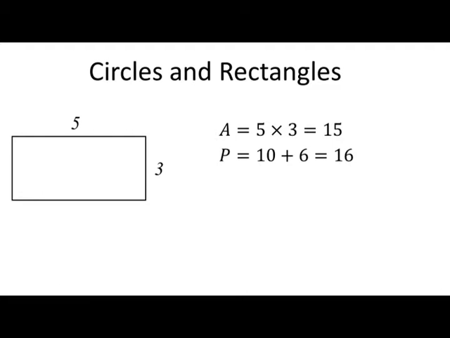For example, if we have a rectangle that's 5 by 3, the area will be 5 times 3, that's 15, and the perimeter will be 2 times 5, that's 10, plus 2 times 3, that's 6. Add those together, we get 16.